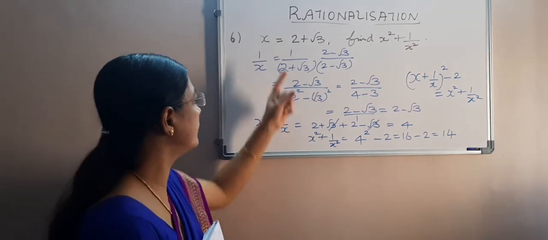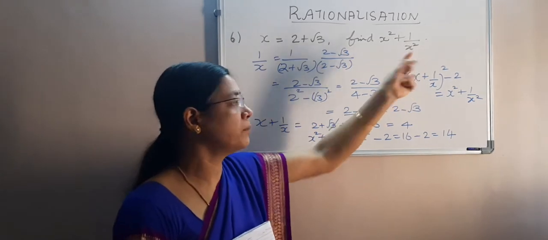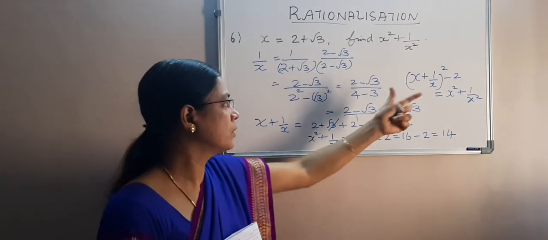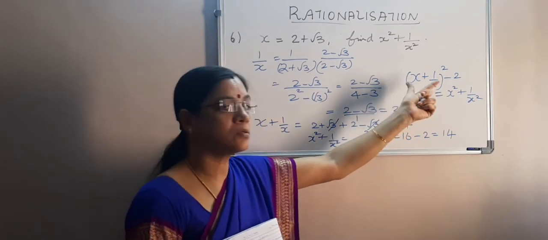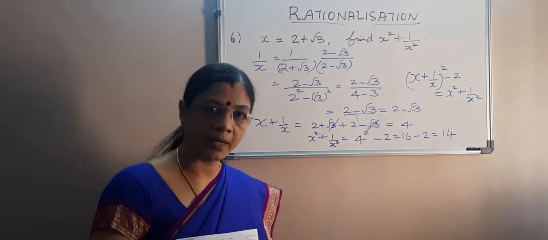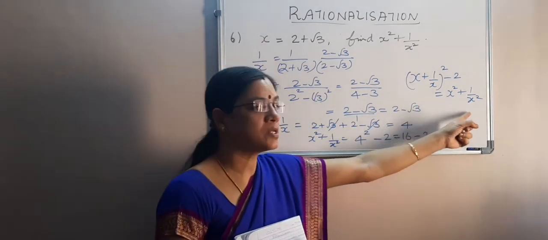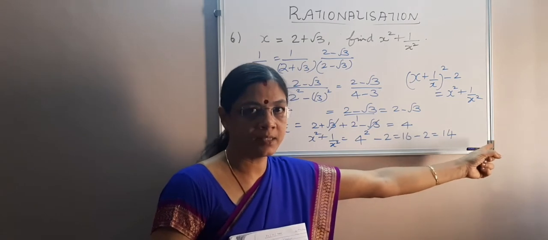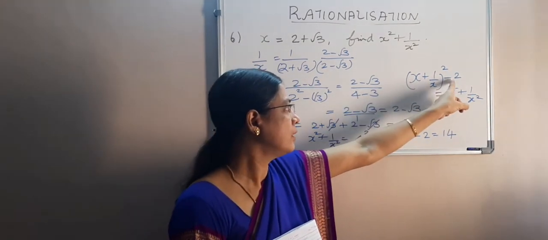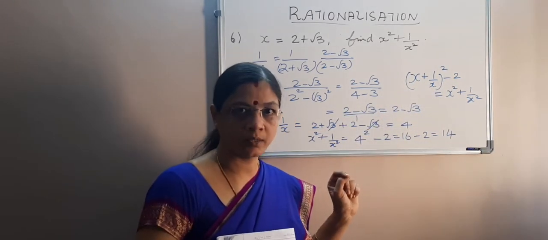So, do you understand how we do this when x is equal to 2 plus root 3 is given? I need to find x squared plus 1 by x squared. x squared plus 1 by x squared is a term which occurs in x plus 1 by x the whole square term, isn't it? So, when I expand x plus 1 by x the whole square, I get x squared plus 1 by x squared plus 2 times x into 1 by x. x gets cancelled. So, bring 2 to the side. So, x plus 1 by x the whole square minus 2 will give you x squared plus 1 by x squared.